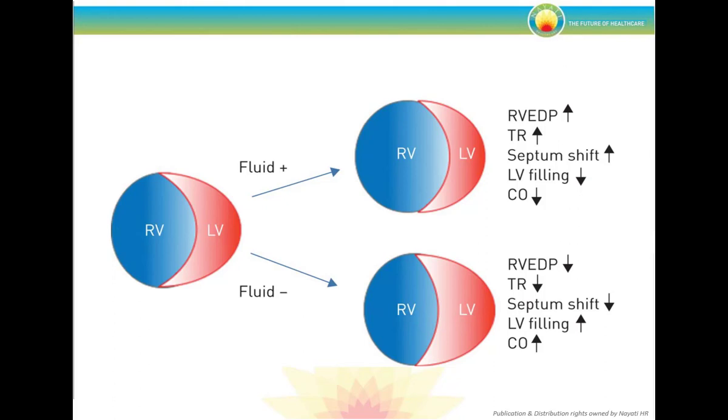In fluid overload states, the right ventricle is dilated and shifts the septum towards the LV. It increases the right ventricular end-diastolic pressure, causes tricuspid regurgitation, and there is shifting of the septum, putting the LV at a disadvantage, decreasing the LV preload and consequently decreasing the cardiac output. So if you remove some fluid, right ventricular end-diastolic pressure decreases, tricuspid regurgitation decreases, the septum will shift back, and the cardiac output will improve eventually.